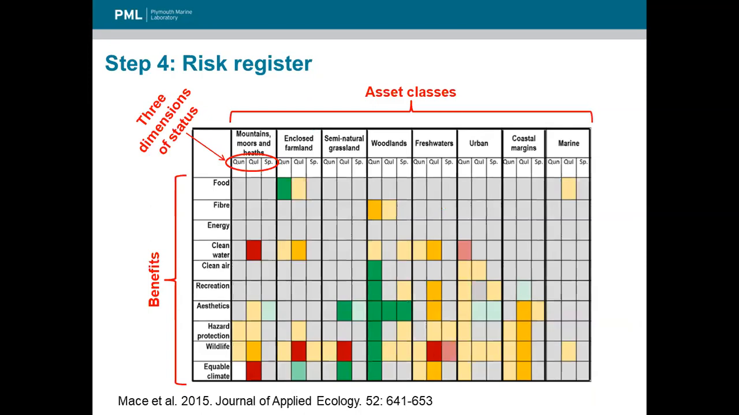And what you get out of this is this kind of output, which across the 3 dimensions of status, quantity, quality, and spatial configuration, you get a traffic light summary highlighting where there's low risk, medium, and high risk. And it's important to split it out across those 3 elements, because if you look at the woodlands there, for example, while it's low risk in terms of the quantity, it gets into medium risk in terms of spatial configuration for its continued delivery of benefits related to recreation, hazard protection, and wildlife.